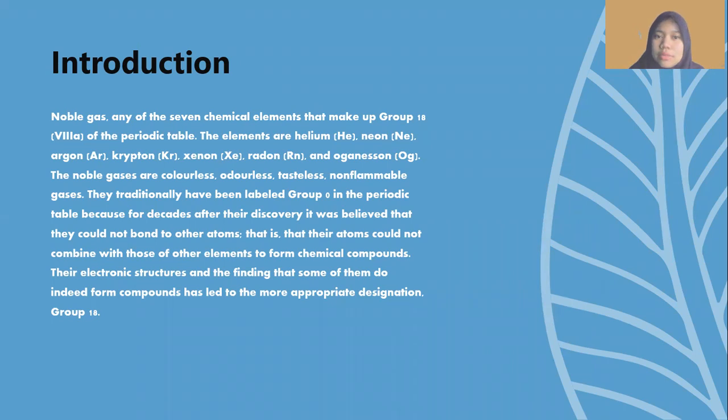They traditionally have been labeled group 0 in the periodic table because for decades after their discovery, it was believed that they could not bond to other atoms. That is, that their atoms could not combine with those of other elements to form chemical compounds. Their electronic structures and the finding that some of them do indeed form compounds has led to the more appropriate designation, group 18.